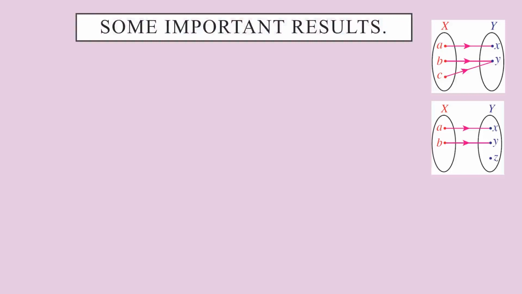Some important results. Let A and B be two sets with m and n elements. So A contains m number of elements, B contains n number of elements. So நம்ம இப்ப ரெண்டு diagram consider பண்ணிக்கலாம். அதுல first xங்கிறதுல 3 elements இருக்கு, yங்கிறதுல 2 elements இருக்கு. அதே இது secondல xங்கிறதுல 2 elements இருக்கு, yங்கிறதுல 3 elements இருக்கு. Let us see the results.